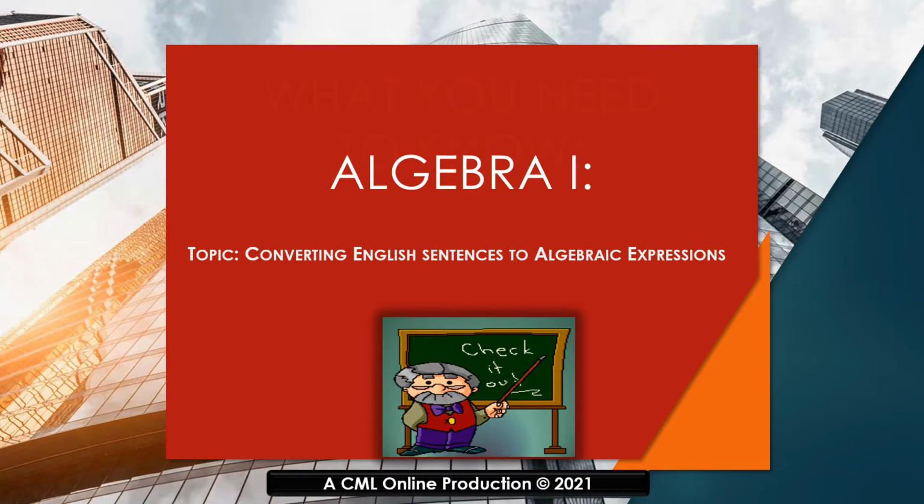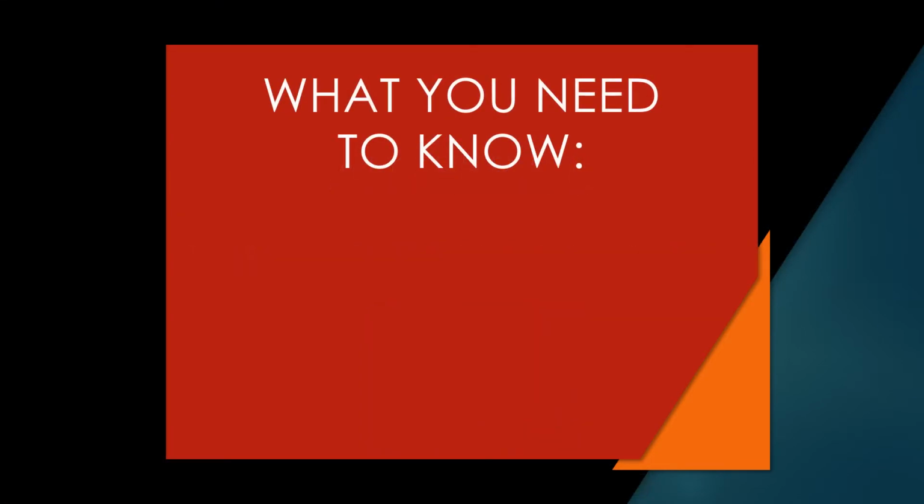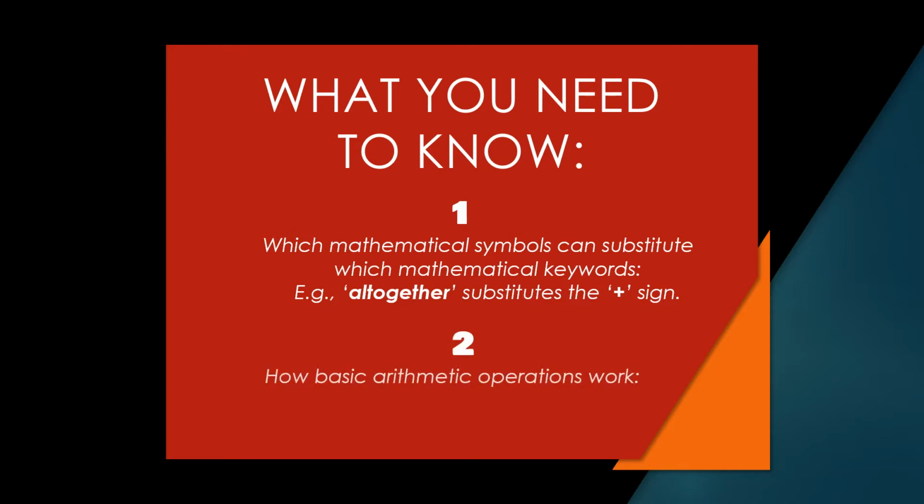So what do we need to know before we begin this lesson? Number one, we will need to know which mathematical symbols can substitute which mathematical keywords. Example, all together substitutes the @ sign. Secondly, how basic arithmetic operations work. Example, plus, minus, multiplication, etc., as we see there.